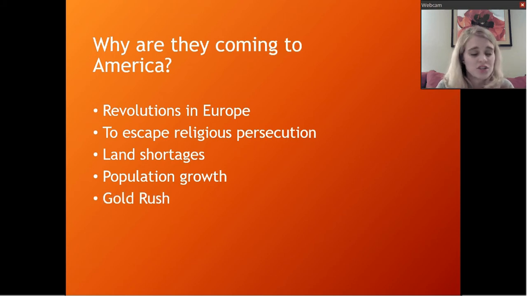The gold rush also brought a lot of Europeans to the United States. There was the hope that maybe they could find gold here just as much as anybody else, particularly Asian immigration. So if you think about where the gold rush took place, it was in California, right? So there is an increase in Asian immigration during the gold rush of a lot of Chinese people who are coming to the United States at this time.